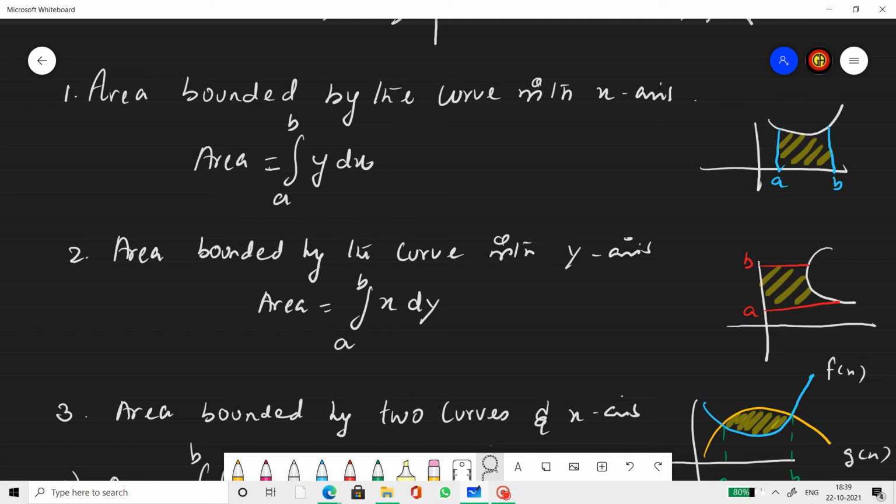This is how the area will look like. It's a curve, a rough curve where it meets the x-axis at b and a. So the area bounded by the curve with the x-axis will be this region.